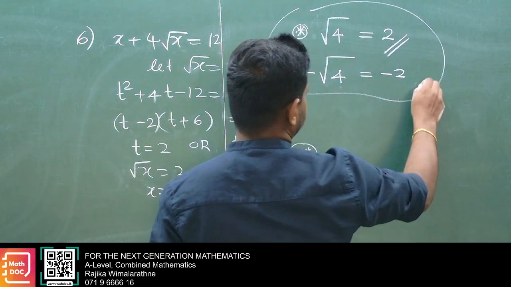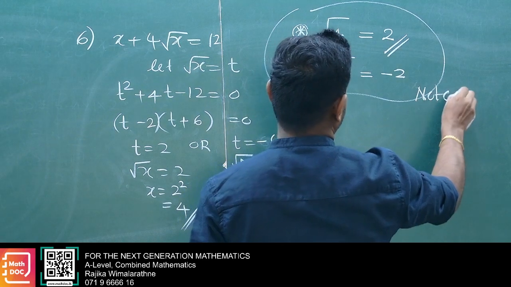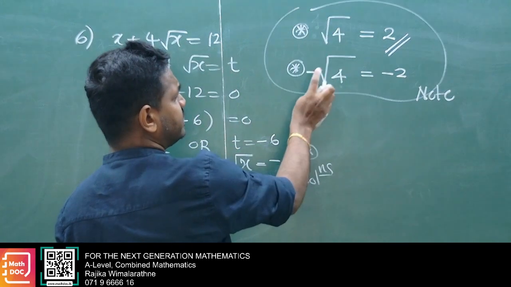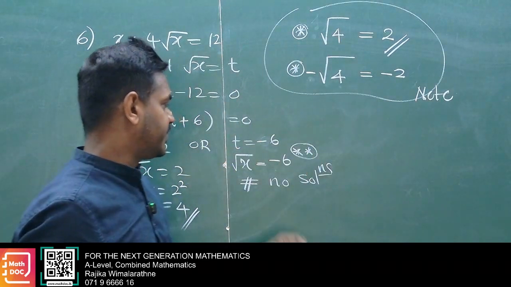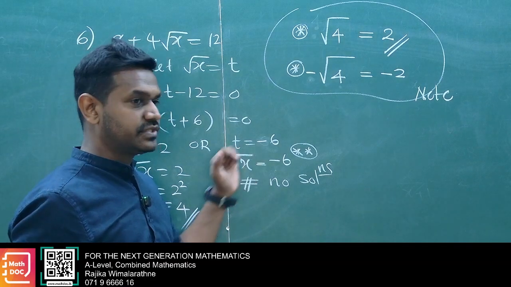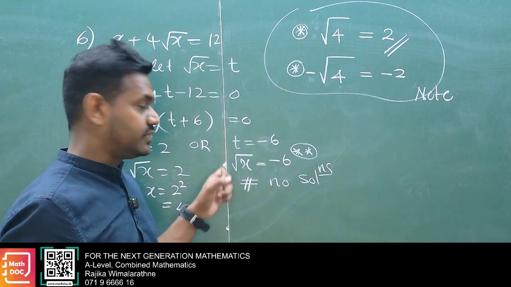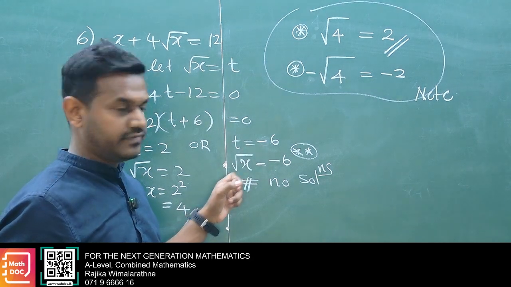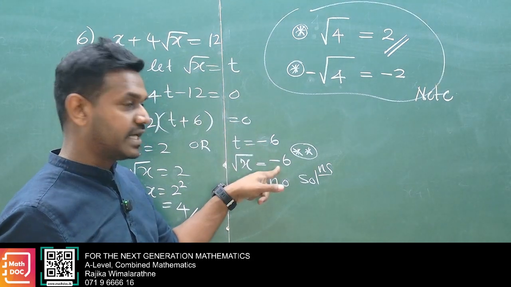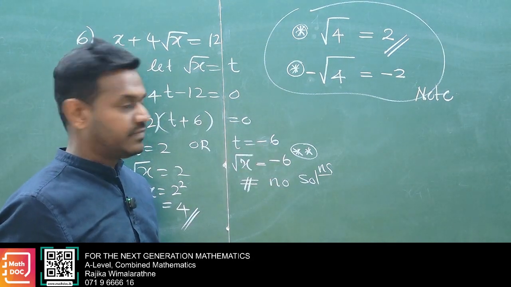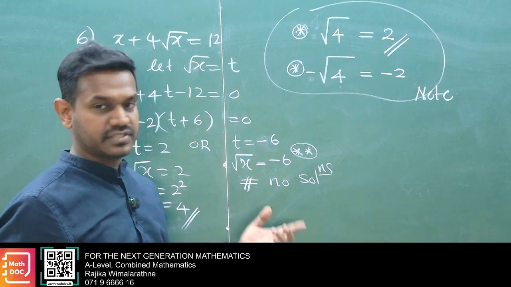Better note this one, because the sign here is plus, here the sign is minus. If you put any negative value for a square root, we get imaginary solutions. Negative root is imaginary. We can't get a minus value. Because the sign here is plus, we can't get solutions.